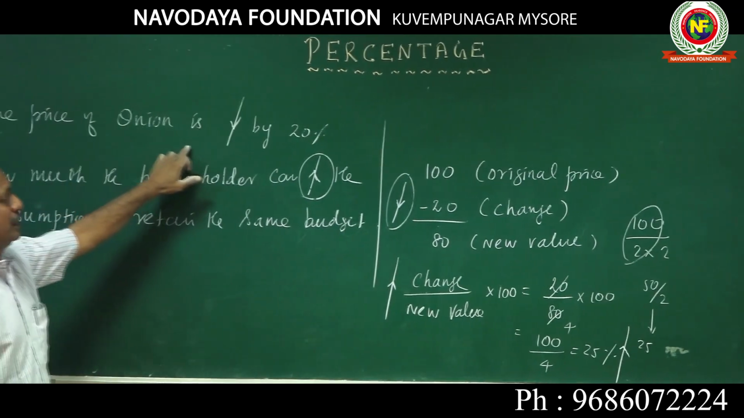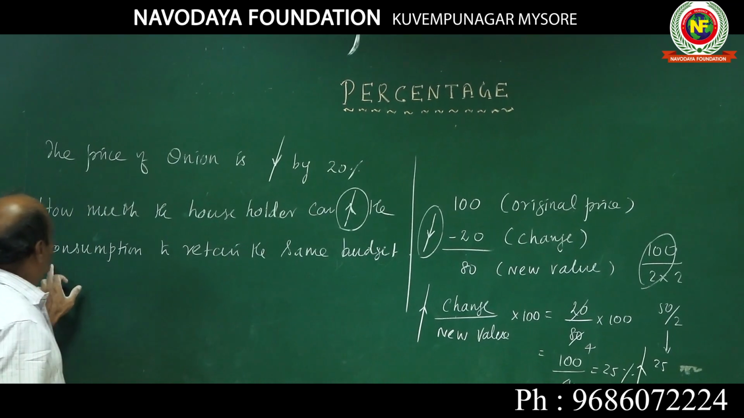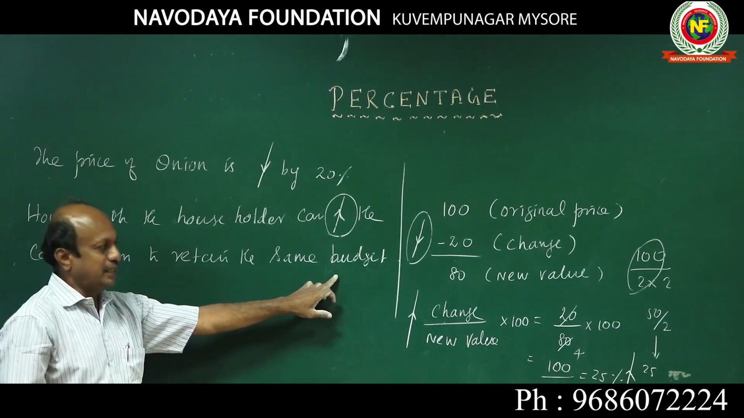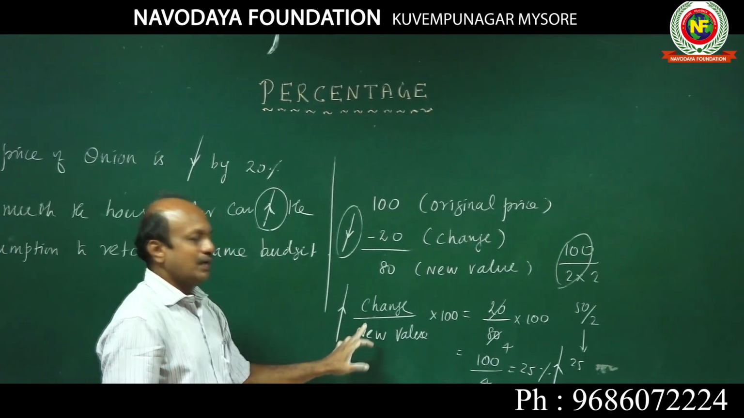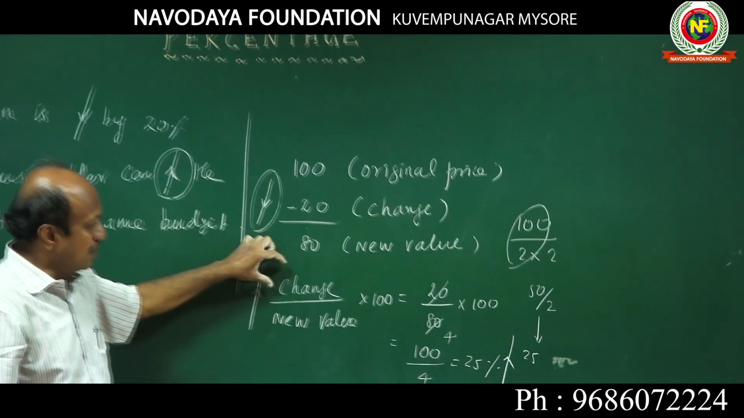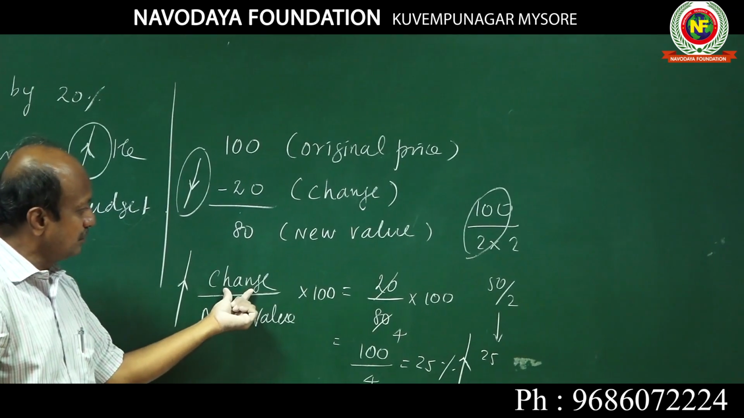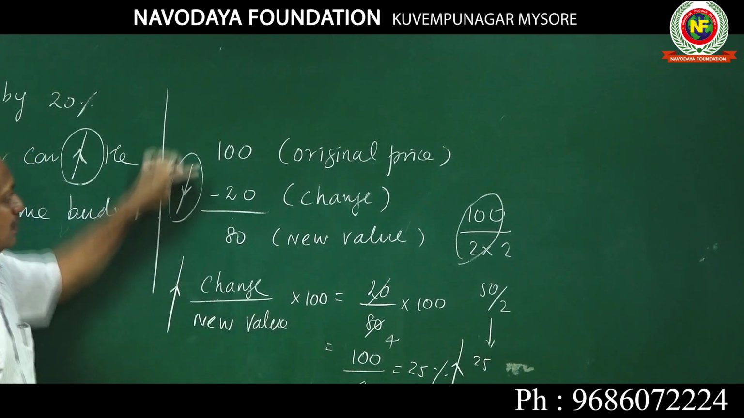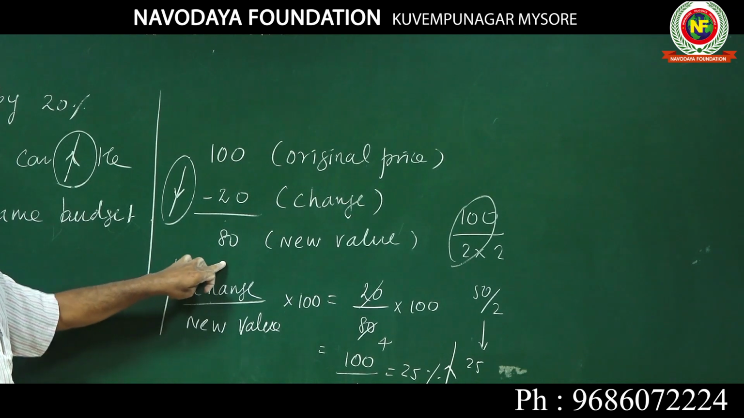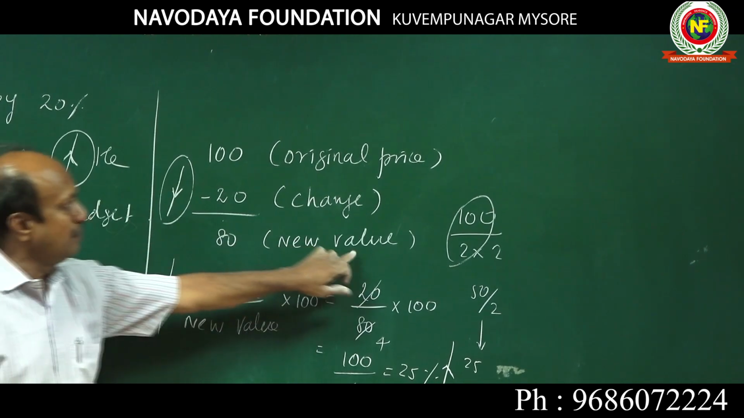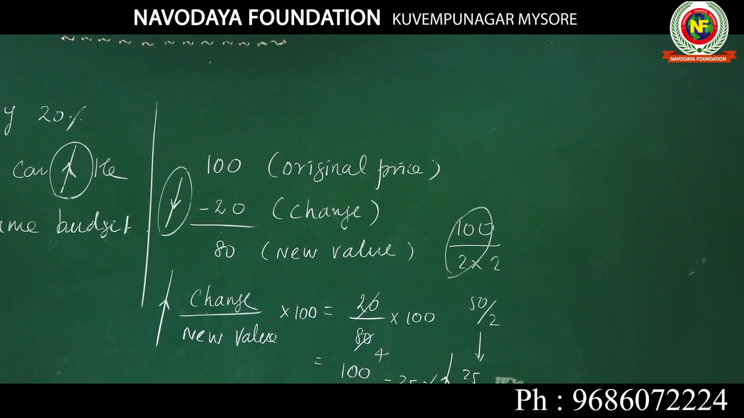Right. The price of onion is decreased by 20%. How much can the householder increase the consumption to retain the same budget? Right. The idea is, take it like a formula: how much it has been decreased or increased, by new value, into 100. I have given it in case of just general change. Here, if it is reduced, the new value will be less than the original value. If it is increased, the new value will be more than the original value. Let us see the next problem.